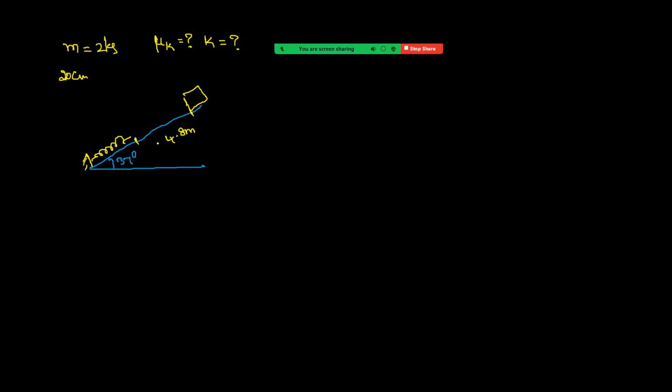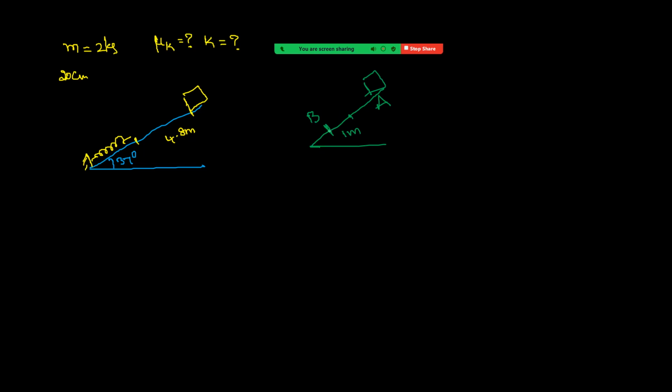Let us see how we are starting the problem. First thing we are focusing on: the block starts from rest, moves down, compresses the spring by 20 centimeter, and again moves up 1 meter and comes to rest. You can see, suppose this is position A. When the spring is compressed by 20 centimeter, take it as B. Finally it comes to rest at C, covering a distance of 1 meter from B.